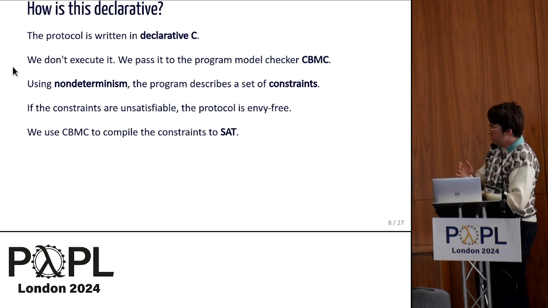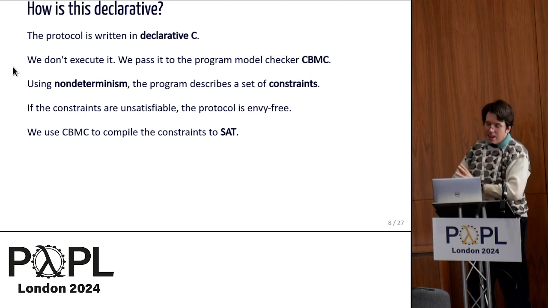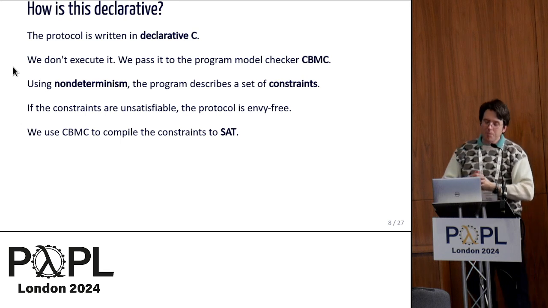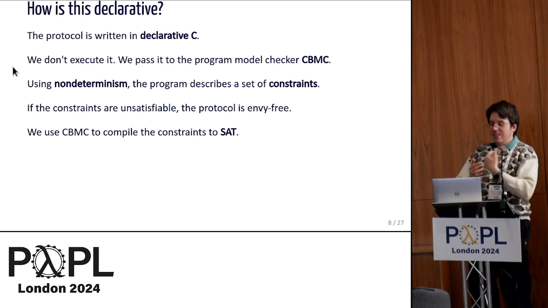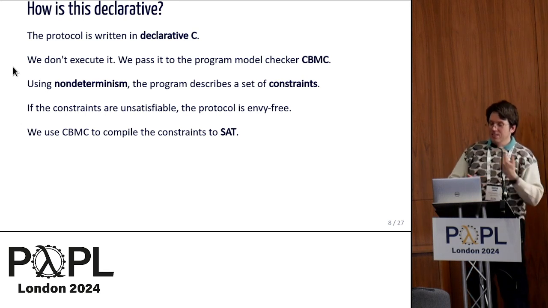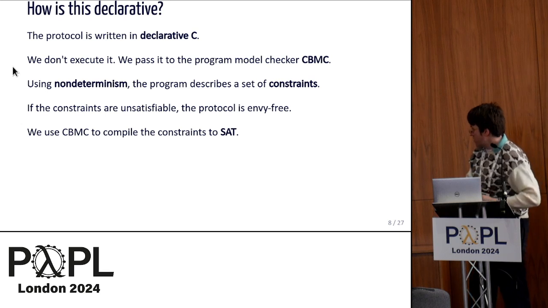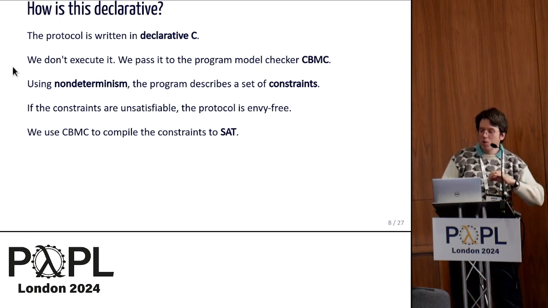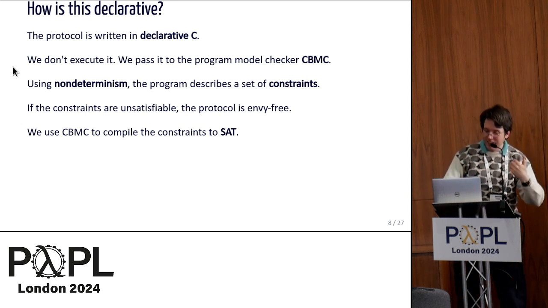And what we're going to do is pass this program to the model checker, CBMC, and using non-determinism in the model checker, we're going to express these constraints. It's going to collect them and translate them into SAT. And if the constraints are unsatisfiable, so the SAT instance is unsatisfiable, that means the protocol is envy-free. So the declarative aspect is more about how we're using C as a constraint programming language rather than in the expression of the protocol itself.